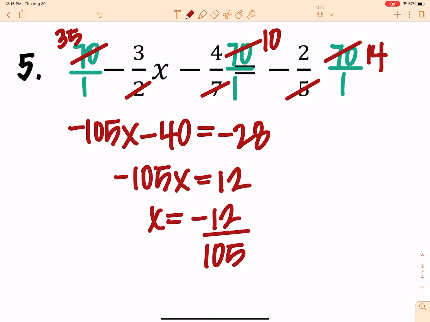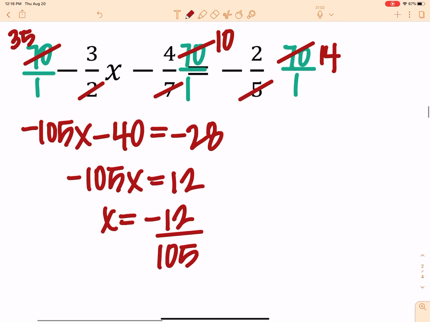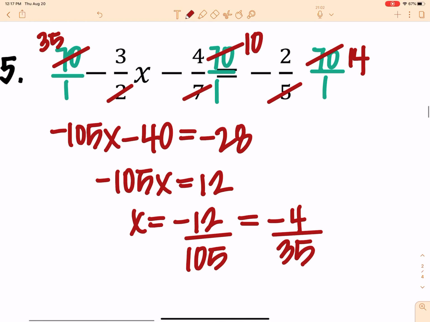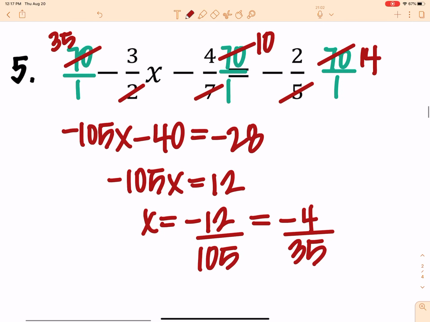I'm going to use my 3 trick again. So both 12 and 105 are divisible by 3. So you get -4 over 35. So pause here, try number 6 all by yourself, and then return back for your answer.